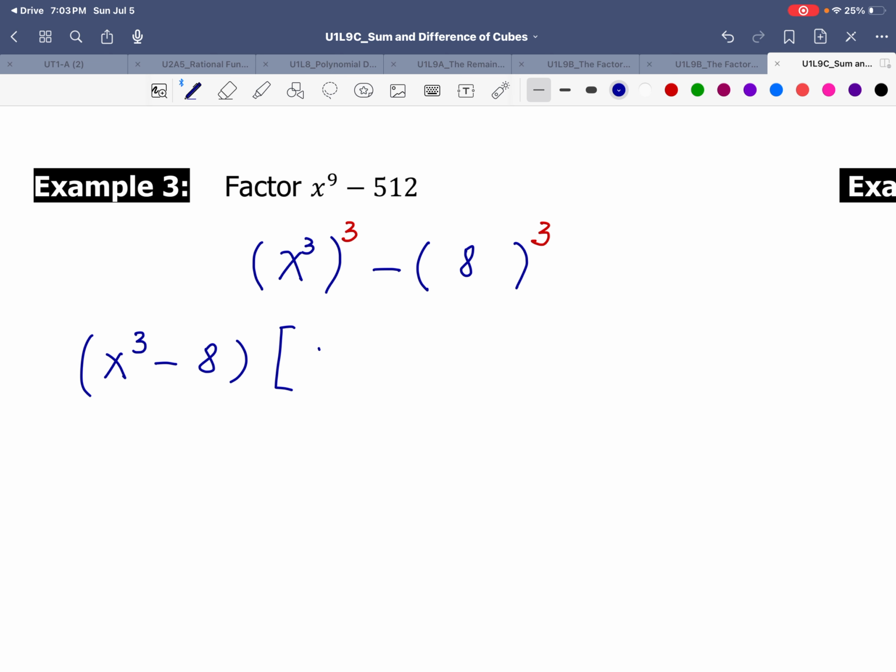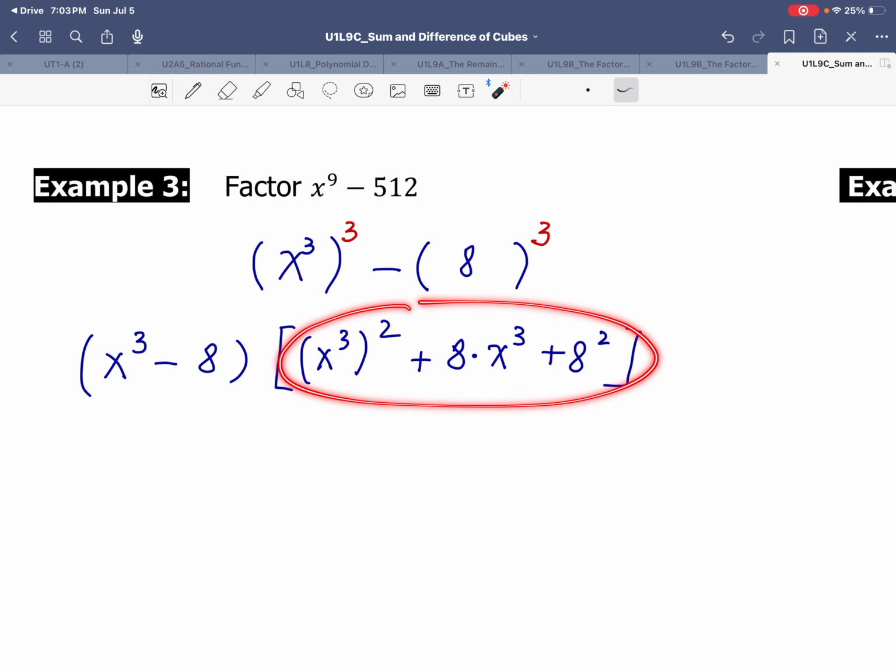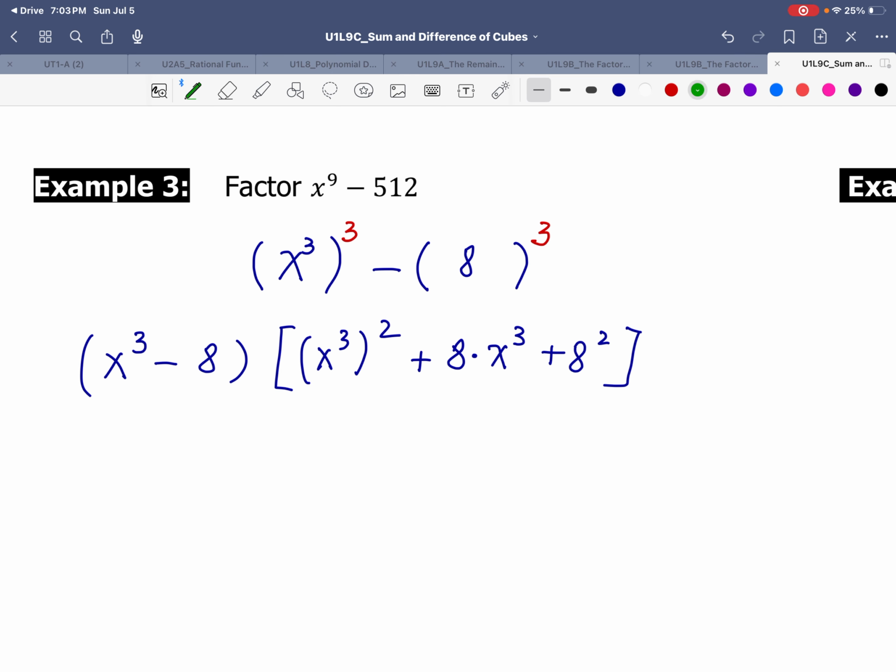And the other factor will be x cubed squared. The last term will be 8 squared, and the middle would be 8 times x cubed. And we're going to continue a little bit further because we want to write this in a neater form. But not only that, notice how here we have another difference of cubes hiding, and we have x cubed, obviously, which is a perfect power of 3, but number 8 also is a perfect power with base 2, a perfect power of 3. So we are going to continue factoring that as well.